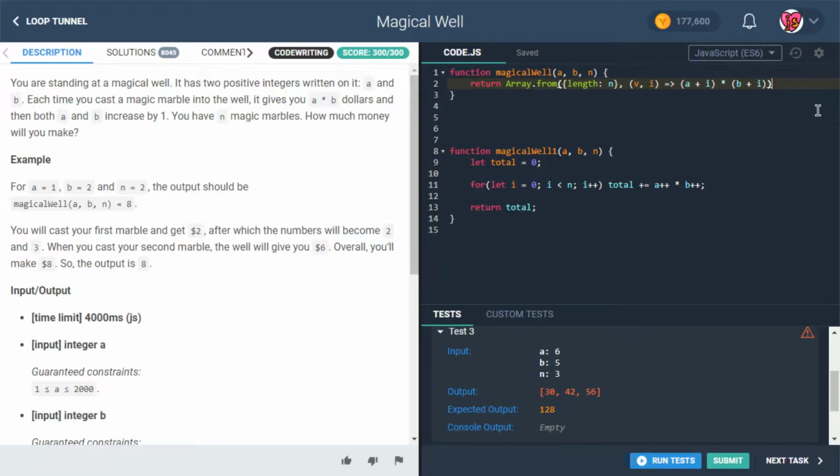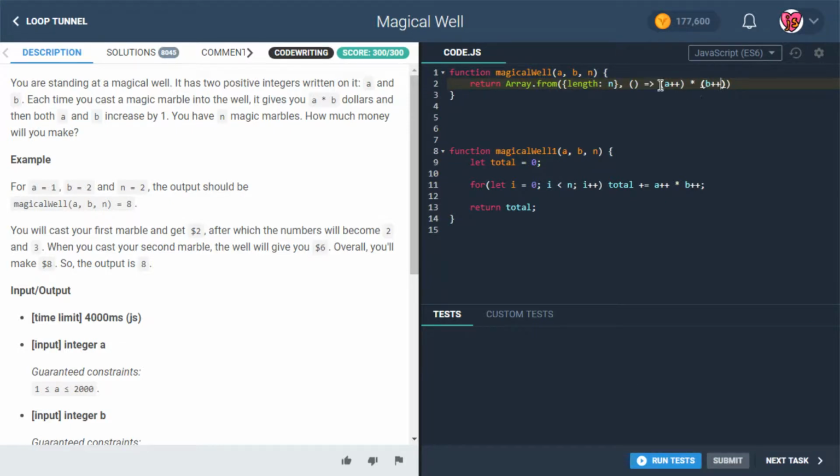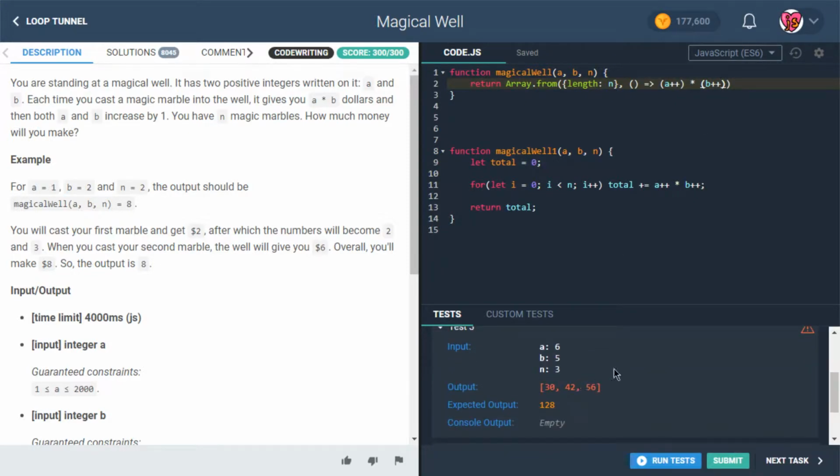Okay, so is this the only way we could do this? I'm wondering actually now, do we actually need the i? If we were to modify A and B each time here, would that work? Or is it going to create the array and then do the iterations? I'm wondering. Huh. Oh, hey, look at that. It works. Well, that's probably better, right? Because we don't need to actually put any arguments in here.